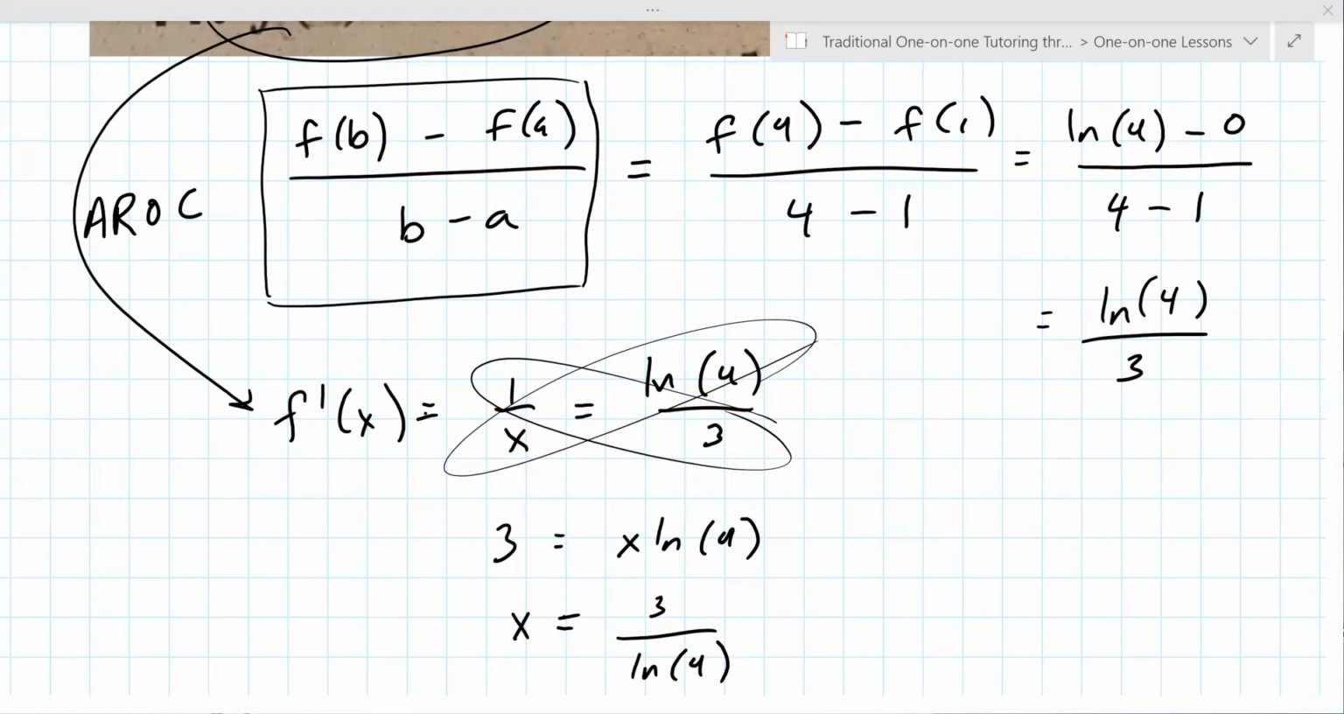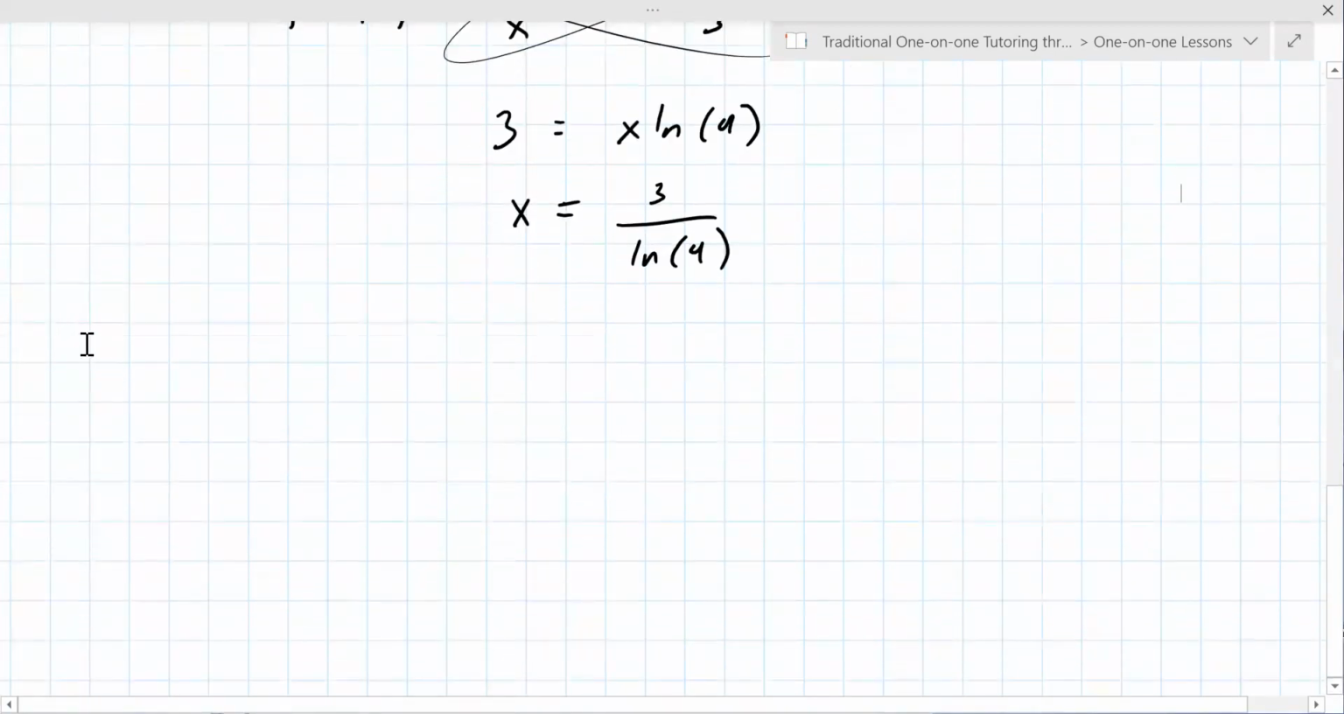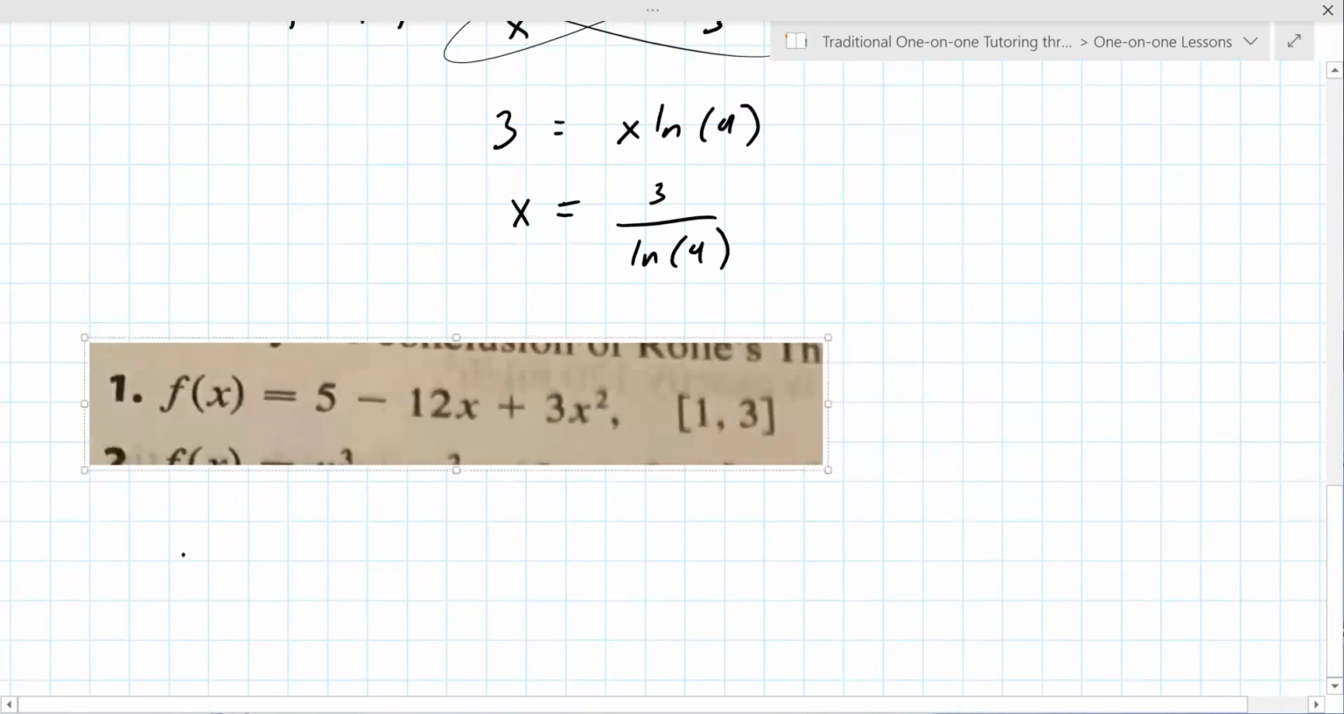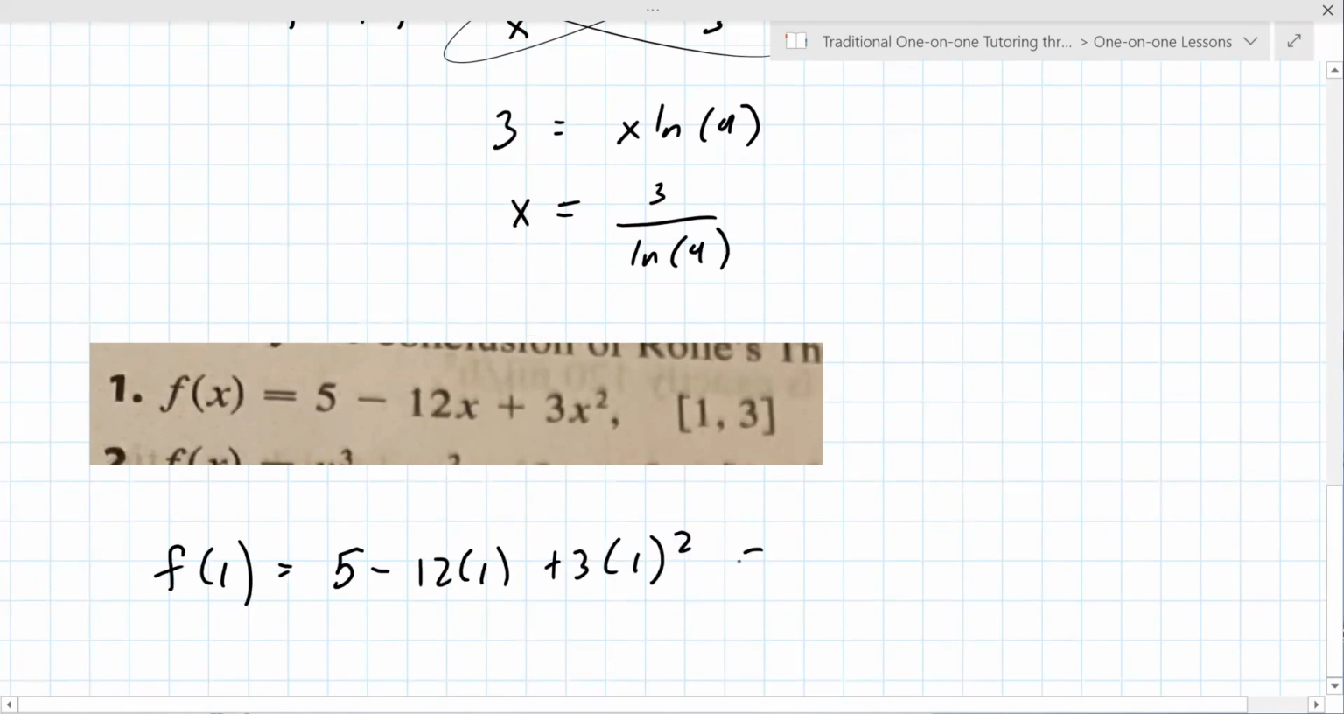Do you want us to do number one? Yes. Is it kind of the same thing you do with the mean value theorem? Well, they're used in different situations. So we need to find f of 1 and f of 3. f of 1 is 5 minus 12 times 1 plus 3 times 1 squared. So that's 5 minus 12 plus 3, which is -4.